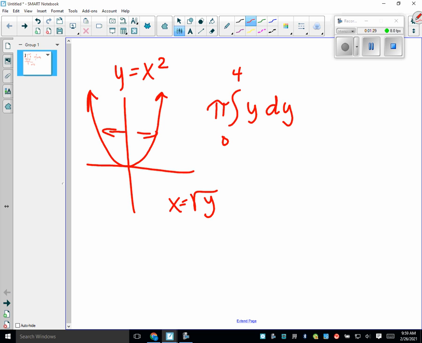Which is y squared over 2 from 0 to 4. And this is times pi, which is 8 pi. Does that make sense to you?